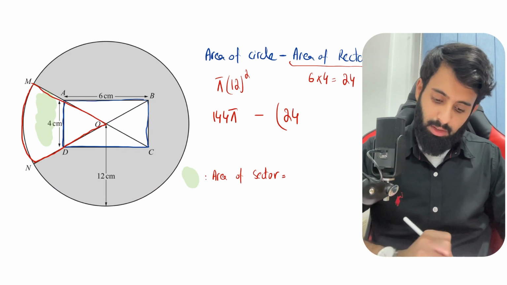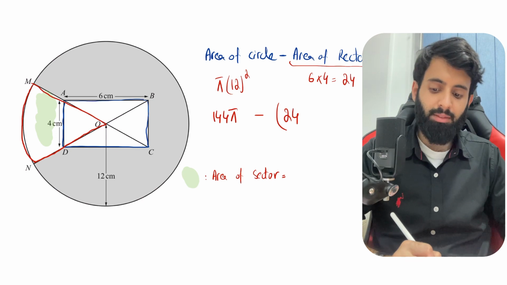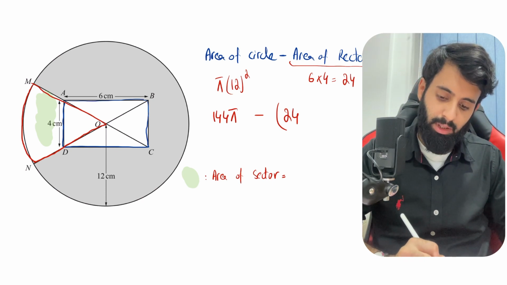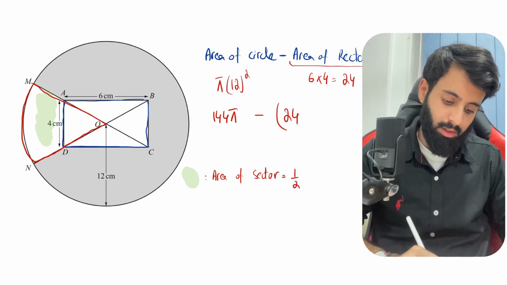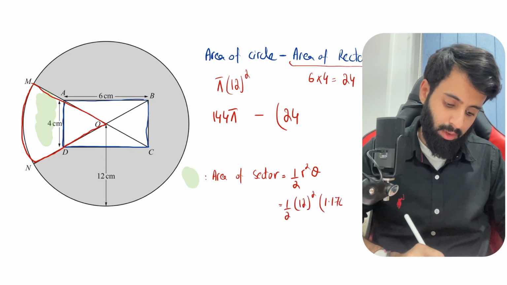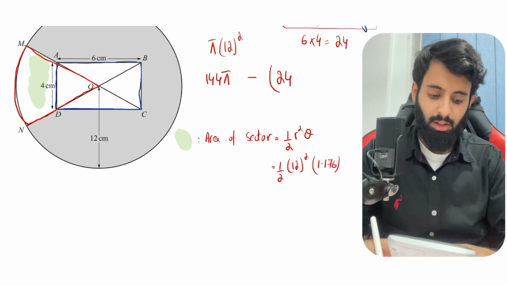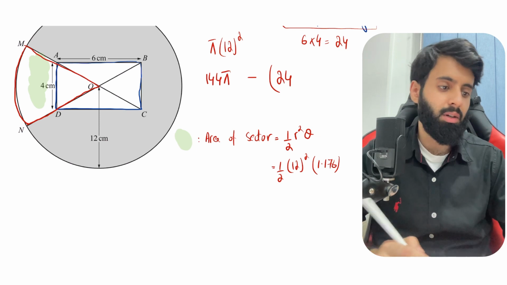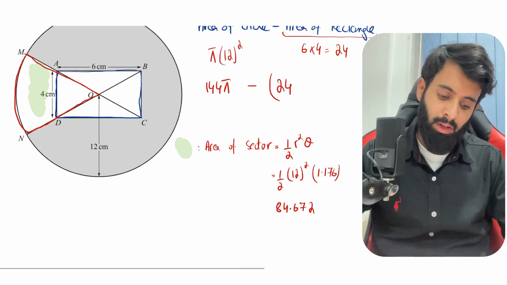So area of sector is going to be equal to, so we have the angle. The angle we worked out to be 1.176, and we also have the radius. So half r squared theta, so that means half times 12 squared times 1.176. Okay, so let's see what we have. 0.5 into 12 squared into 1.176. So we are looking at 84.672. Okay, so we're almost there.